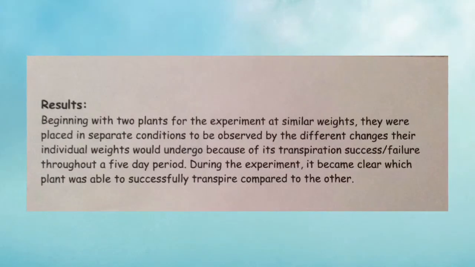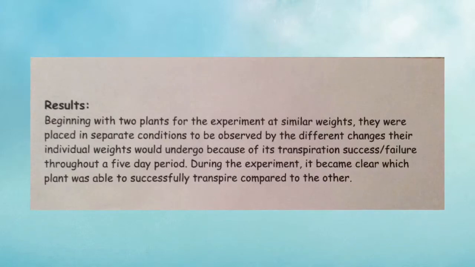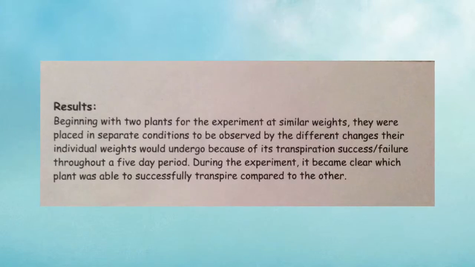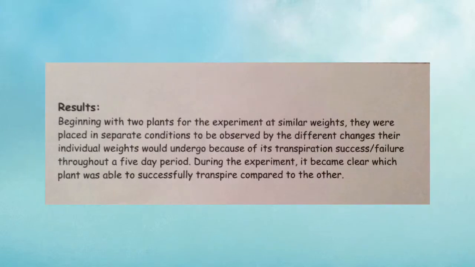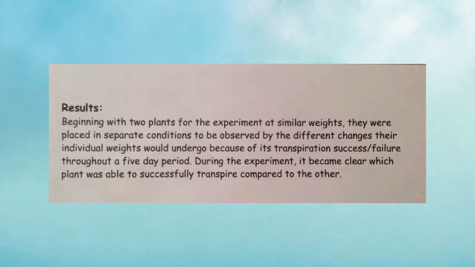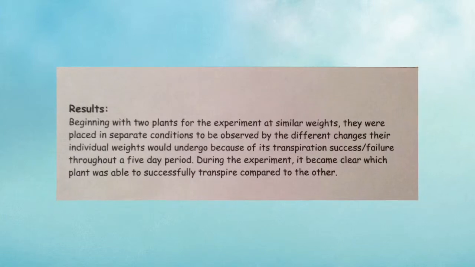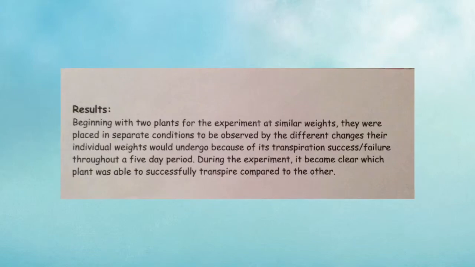Beginning with two plants of a similar weight, the plants were placed in separate conditions to be observed by the different changes their individual weights would undergo because of their transpiration success or failure throughout a 5-day period. During the experiment, it became clear which plant was able to successfully transpire compared to the other.